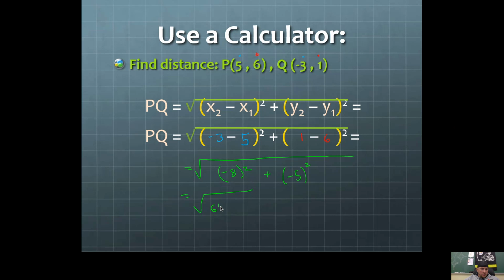8 squared is 64, so -8 times -8 is 64 as well. -5 times -5 is 25. 64 plus 25 is 89. Now, again, I'm going to look on my perfect square list. 89 is not on there, but 81 is on there. I know the square root of 81 is 9. So I know that the square root of 89 is a little bit bigger than 9. That makes sense. Now I can type it in the calculator. Square root 89, this is giving my exact answer. It is a little bit bigger than 9. It's 9.43.